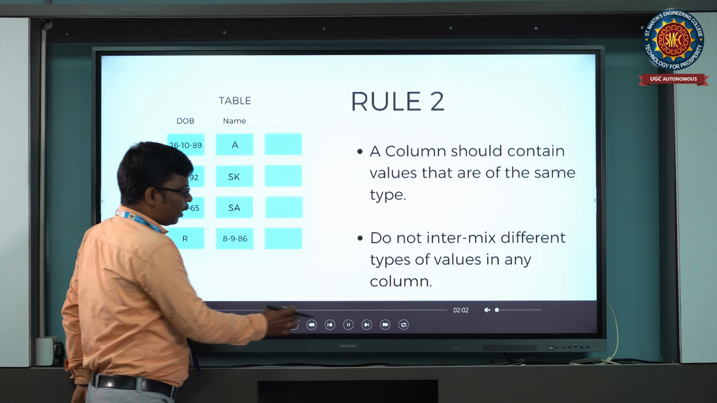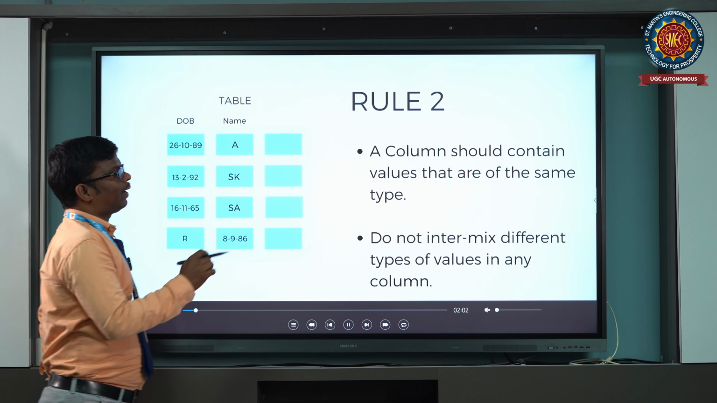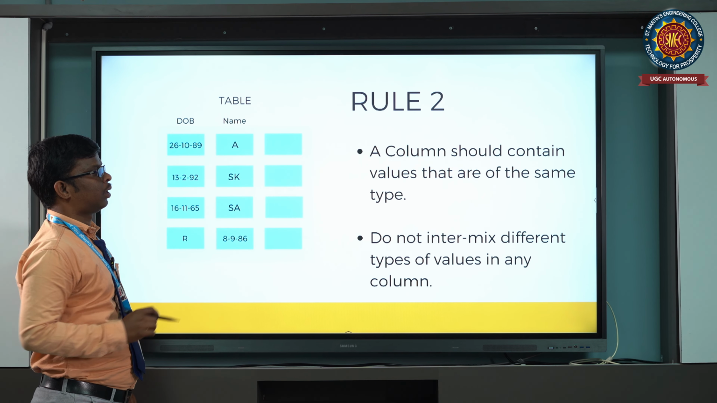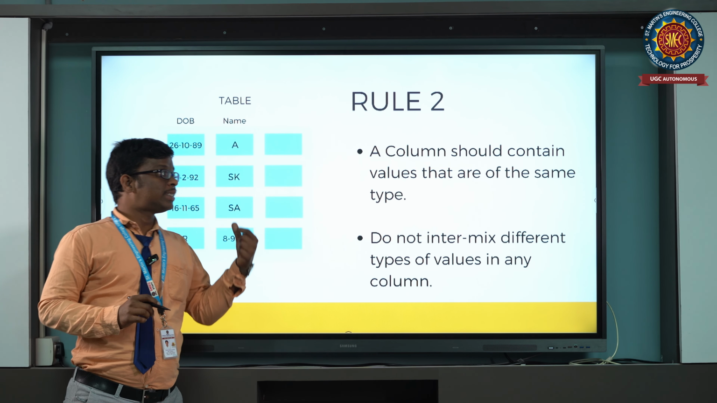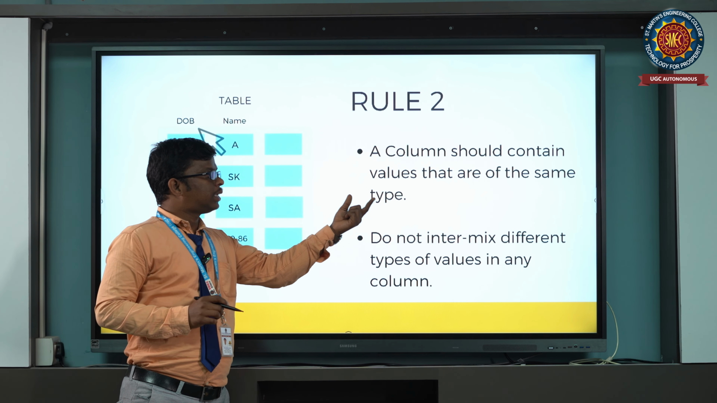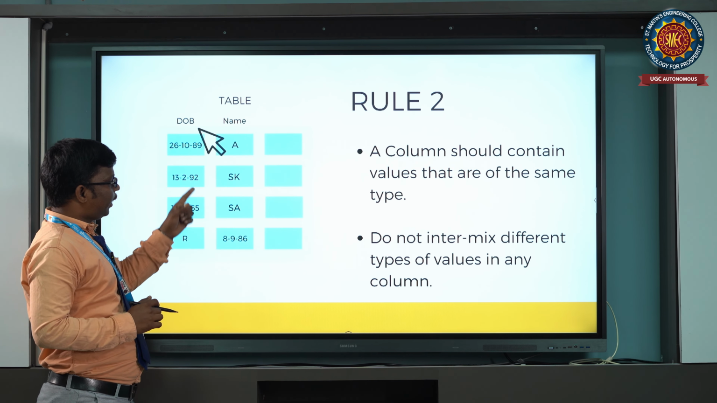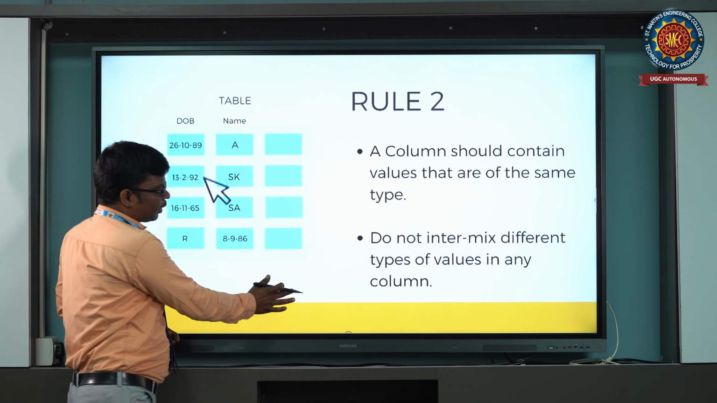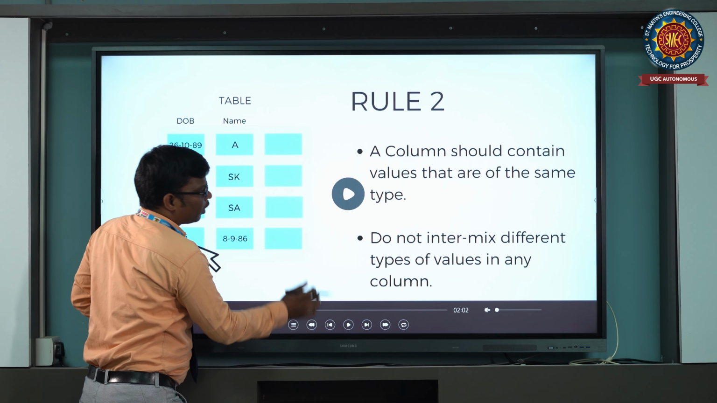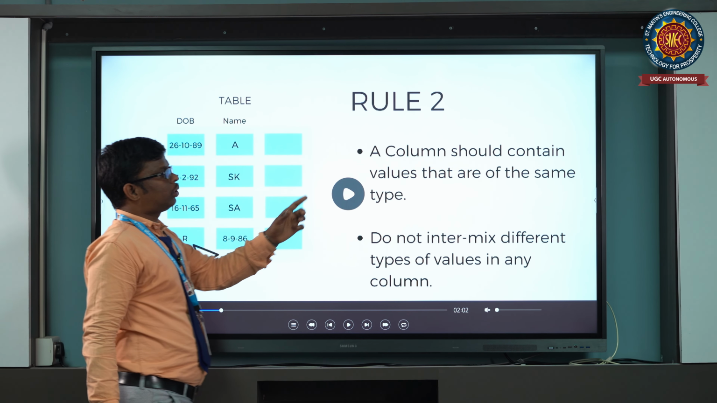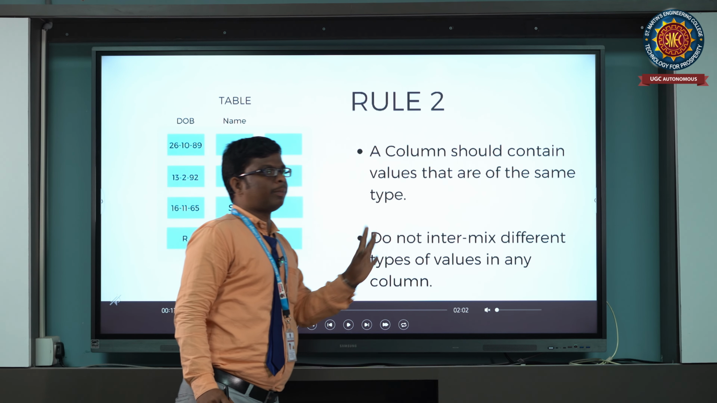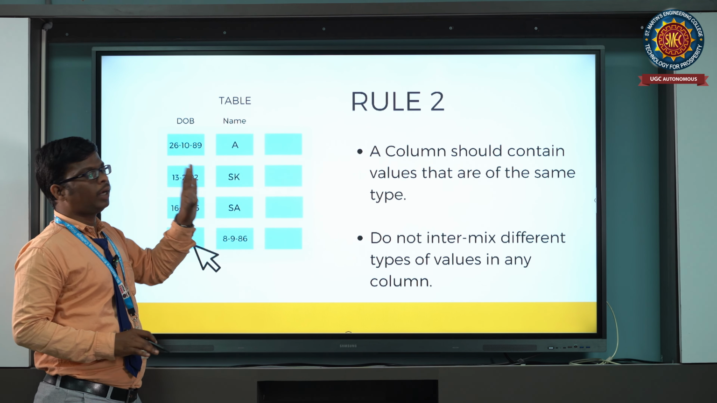You have to remember rule 2 also. A column should contain values that are of the same type. The column should contain only the same type of data. So here date of birth is there. When you are creating first normal form, you have to remember this rule 2. A column should not contain values of different types. Different types we can't use in the table.